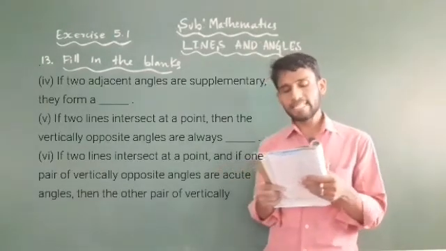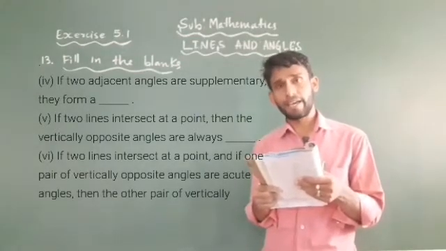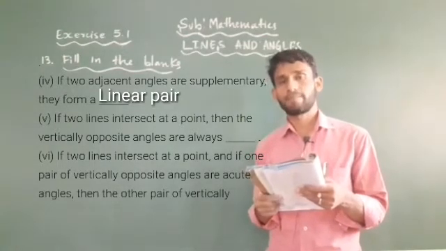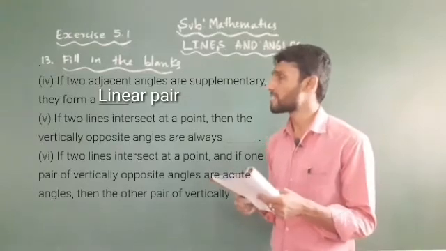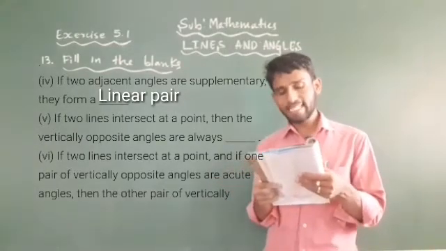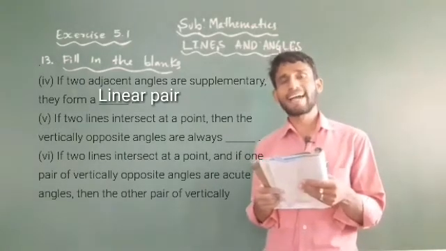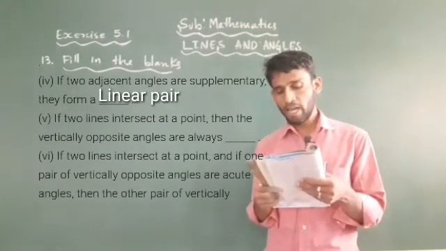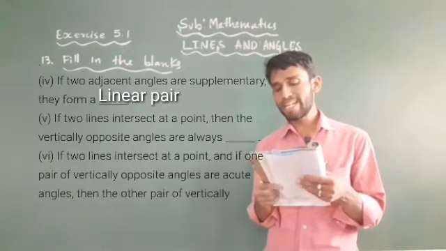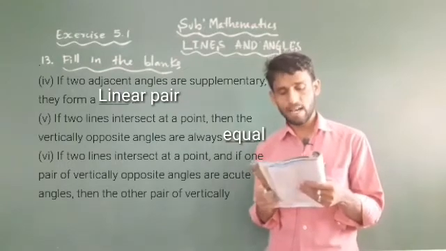If two adjacent angles are supplementary, they form a linear pair. Okay, this is the fourth one. Next, you see here fifth one. If two lines intersect at a point, then the vertically opposite angles are always equal. Okay, this is the fifth one.